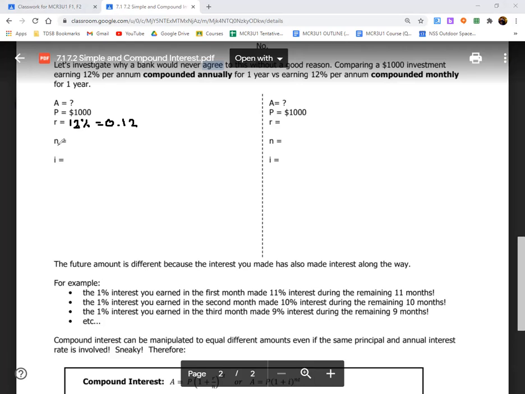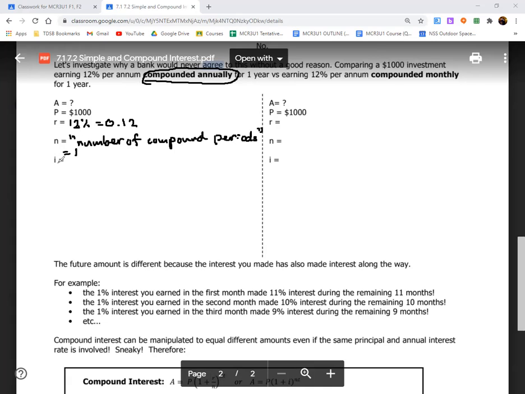I'm adding a new letter, N. N stands for number of compounding or compound periods. In this case, how many times am I compounding in a year? It says compounding annually. I'm calculating how many times a year? It's annually, so just once.